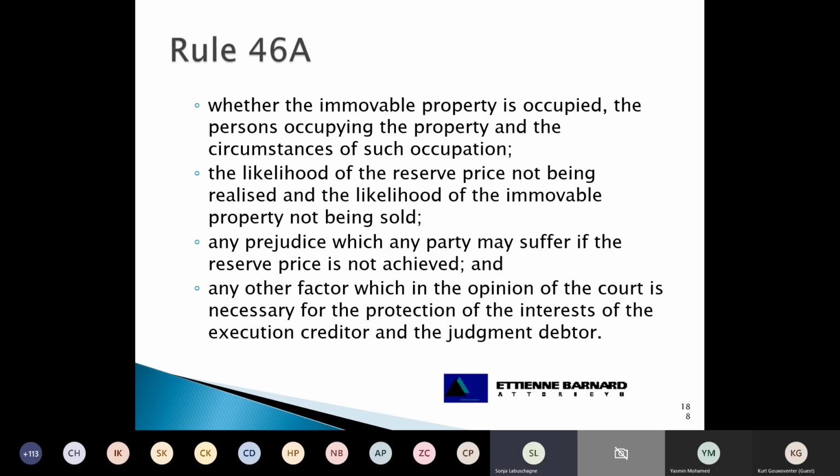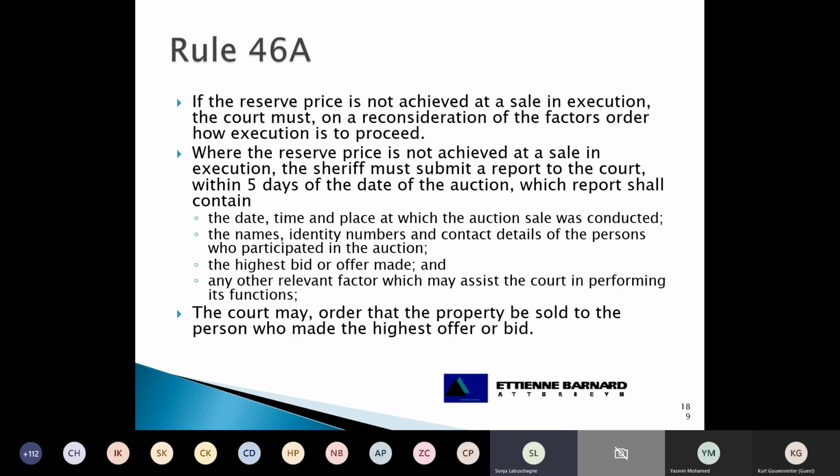The problem is if you don't reach the reserve price, and what the act says then is you go back to court and you say to them, all right, I couldn't reach the reserve price, what must I do now? So obviously, again, you can see it's got a cost implication, because every time the poor plaintiff needs to go to court, they have to pay for it. So it can be quite costly, you know, after judgment to sell your immovable property.